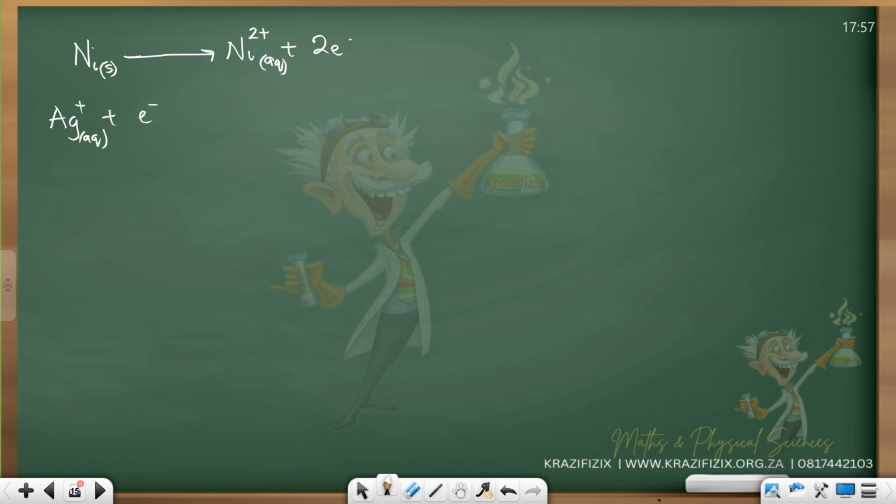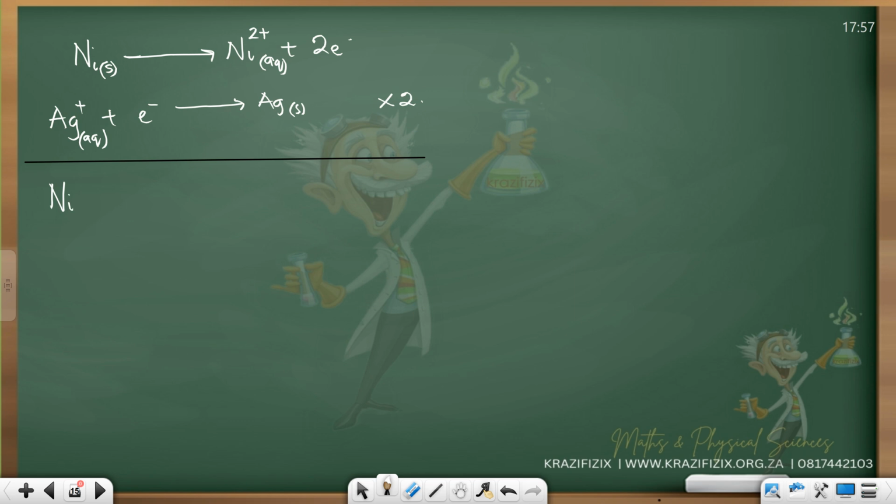Let's learn to write this. It's going to help us in understanding. And this is what? Silver, what? Solid. Our electrons are not the same. So what do we do? We multiply this by 2. And finally, if we multiply it by 2, what are we going to have?